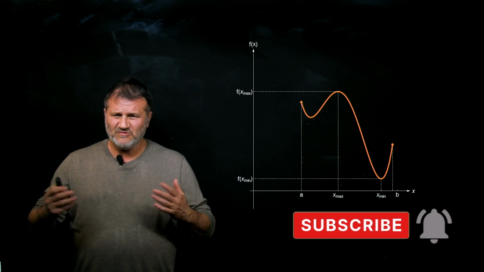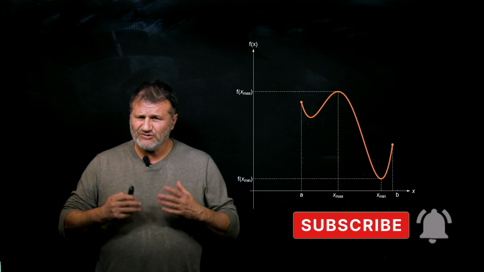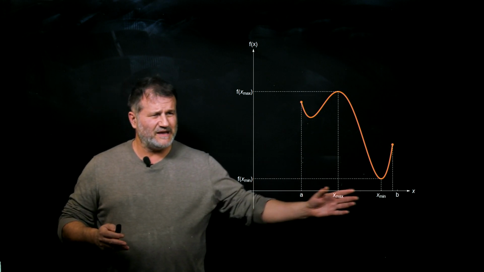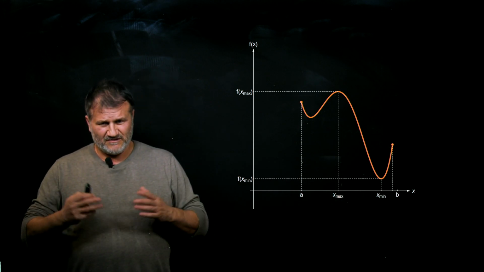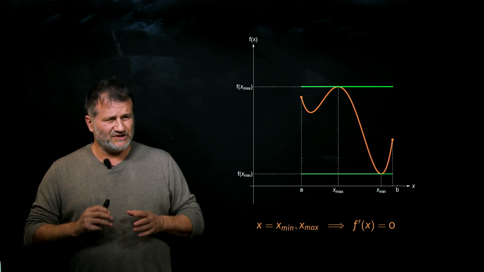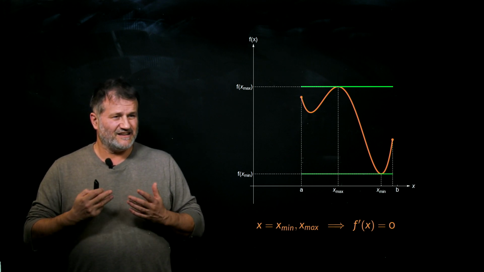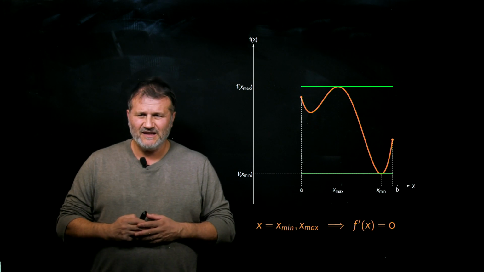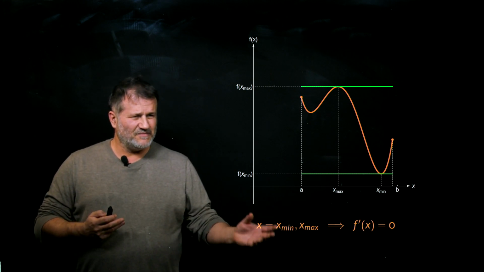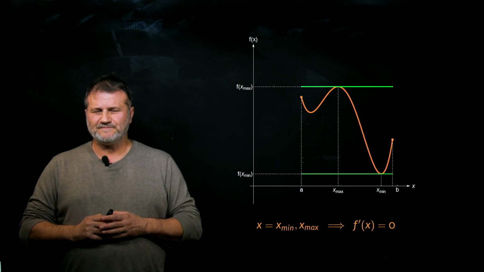Hi. If we observe the graph of a smooth function, that is a function with a tangent at every point, we cannot fail to notice that in correspondence with the maximum and minimum points of the function within the domain of definition, the tangent is horizontal. Knowing that the slope of the tangent is the number f prime of x, this says that minimum and maximum points must solve the equation f prime of x equals 0.